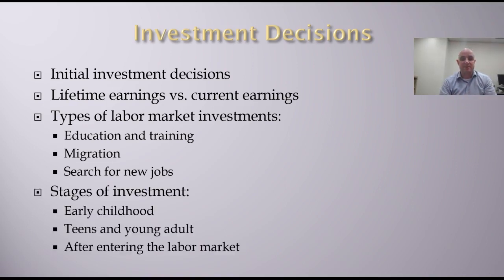Now, these investments take place over three time periods. The first is early childhood. A lot of decisions are made by others. Your parents make the decisions for you through grade school, high school. But as you get older, during your early teen and young adult years, that's when you start to make those decisions: where to go to school, what type of school, what you want to study. And then the final stage is when you actually enter the labor market. You need to decide what types of training you want or how you want to do your job search.